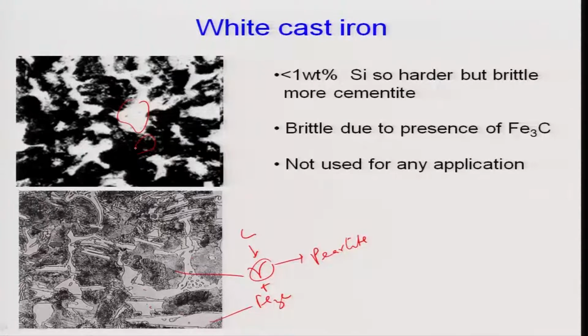Because it contains cementite, if you break it, it is brittle and the surface looks white, that is why it is called white iron. That is the main reason why you call it white iron. And because it is brittle, it is not used for any applications whatsoever, except for making malleable iron.